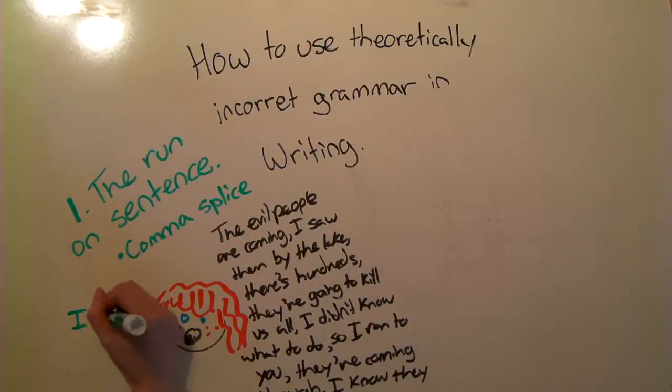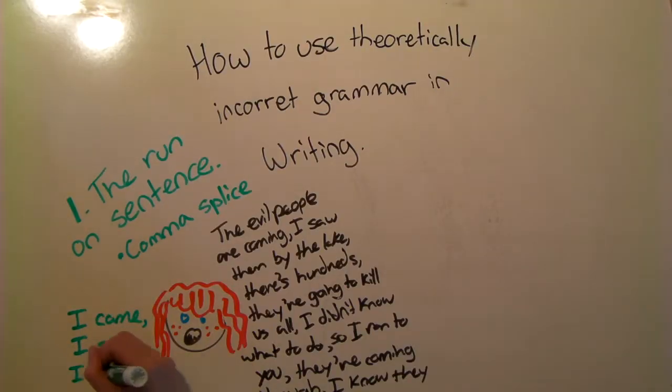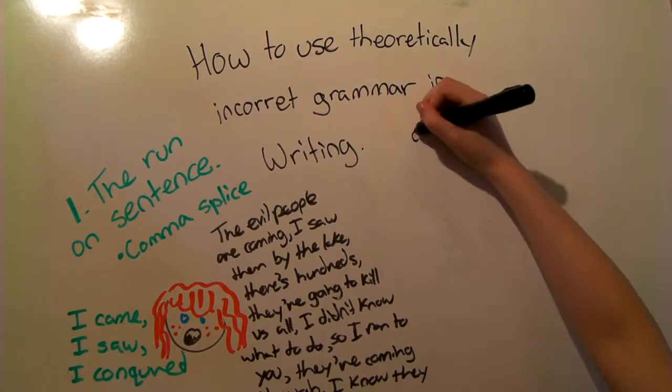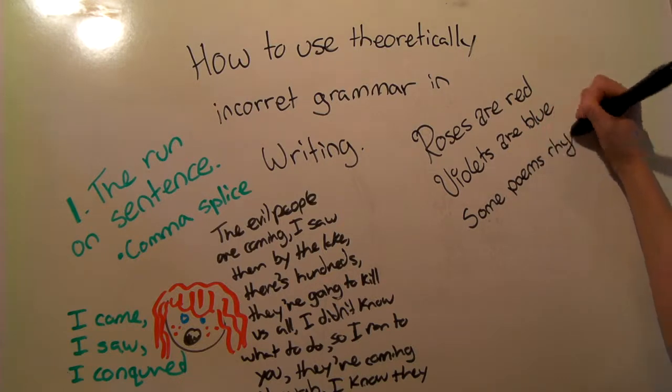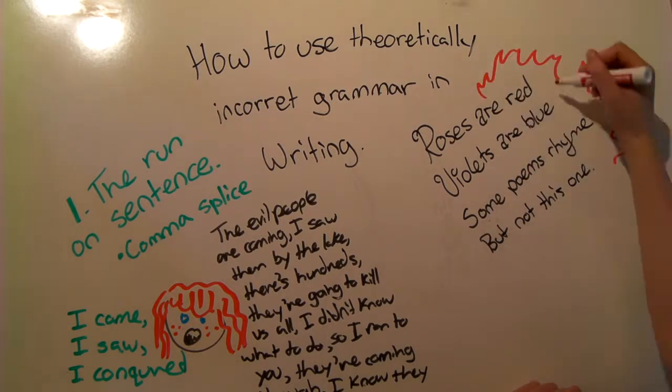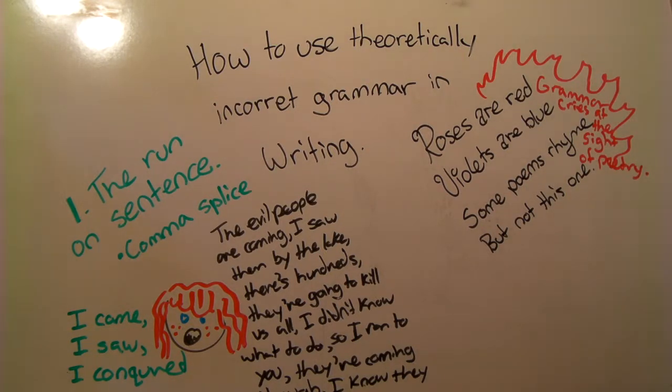Another acceptable way to use the comma splice, which is a specific type of run-on sentence, is with repetitive phrases. For example, I came, I saw, I conquered. Generally accepted as okay despite being a comma splice. And like I said, poetry, that is where grammar goes to die in hell, basically. But it does not have a monopoly.